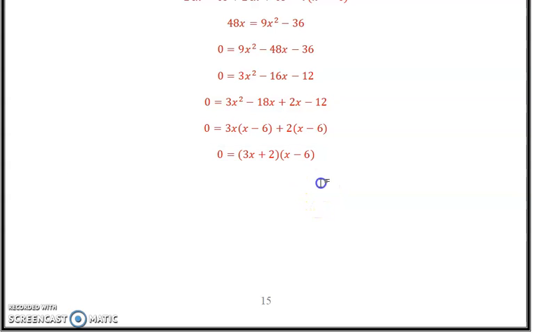And then set both of these equal to 0. Alright, drop the brackets, of course. 3x plus 2, and set them both equal to 0. So then we end up with x equals negative 2 over 3, right? Negative 2/3. And the next one here, we get x equals 6.